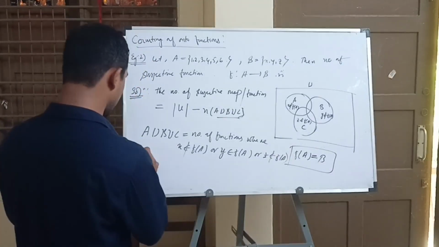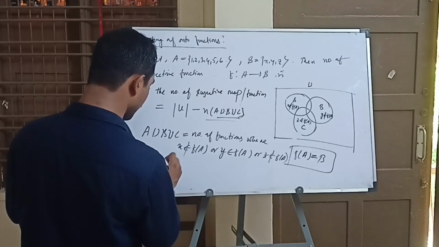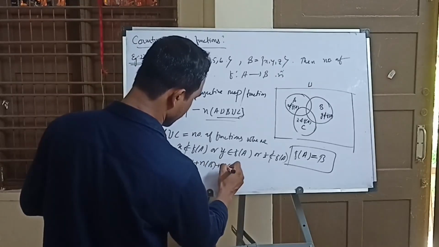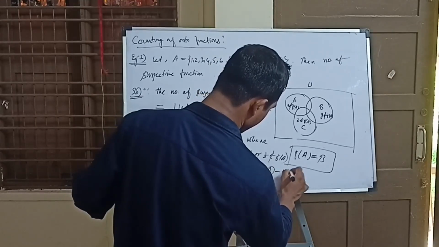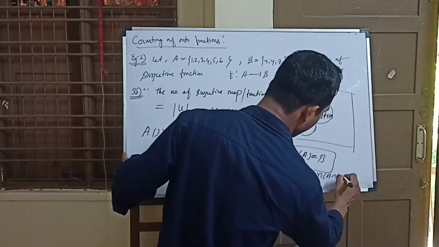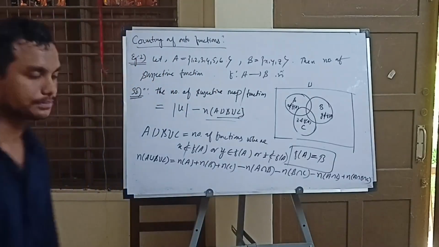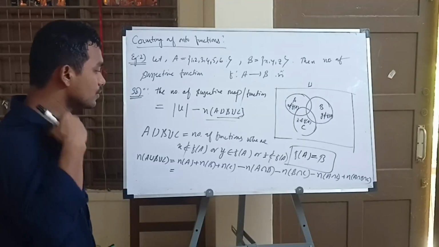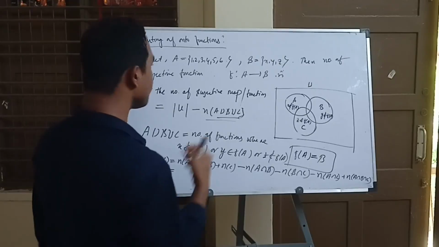How can you find that? Find this number. We know that the number of A union B union C is equal to the number of A plus the number of B plus the number of C, minus the number of A intersection B, minus the number of B intersection C, minus the number of A intersection C, plus the number of A intersection B intersection C. Correct? Okay. Number of A means the number of functions where x does not belong to f of A. How many are there?